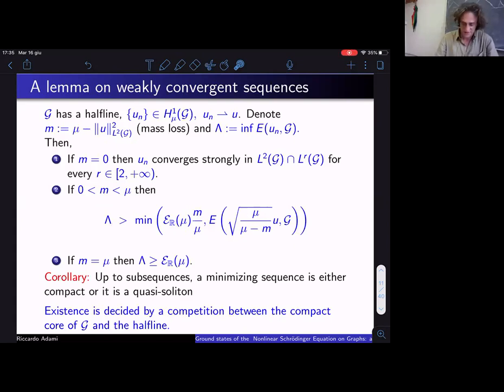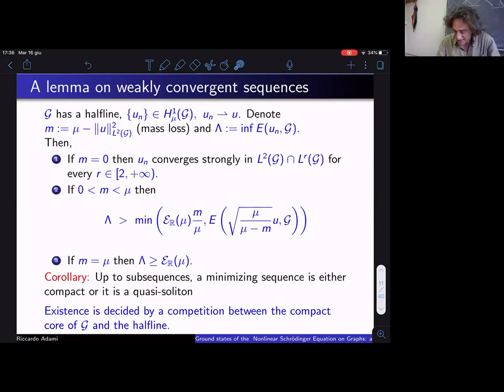There is a better competitor. And in the last case, if you lose all of the mass, then the infimum is the energy of the soliton. So in this case, if solitons are not available, these quasi-solitons minimize. So the main message that arises from this lemma is that the existence of the ground state is decided by a competition between quasi-solitons and strong convergence.